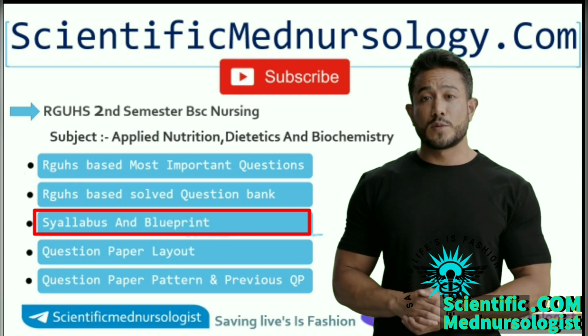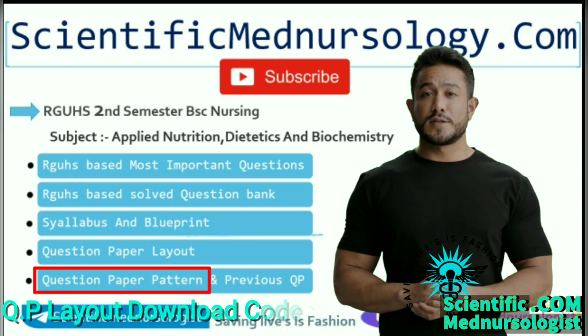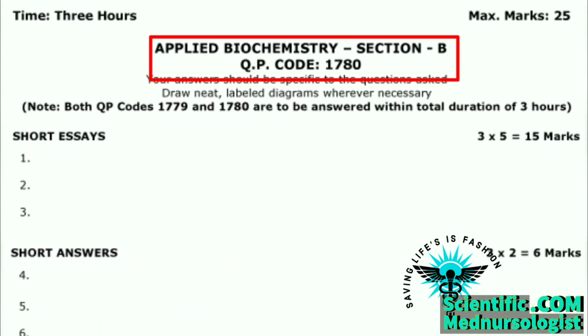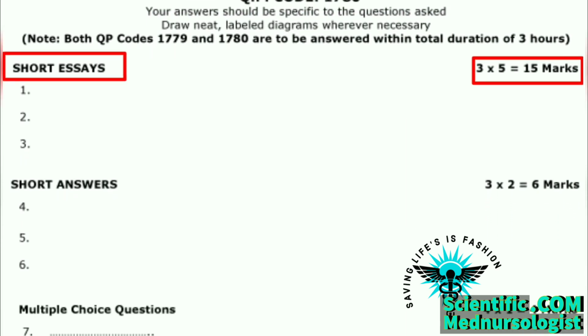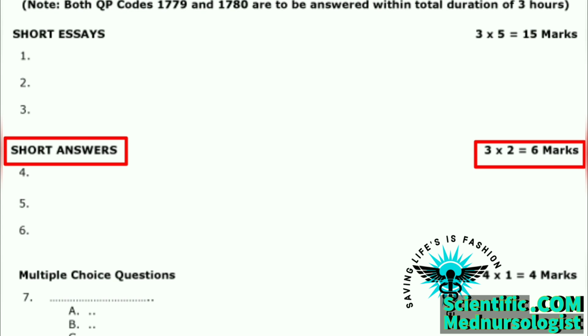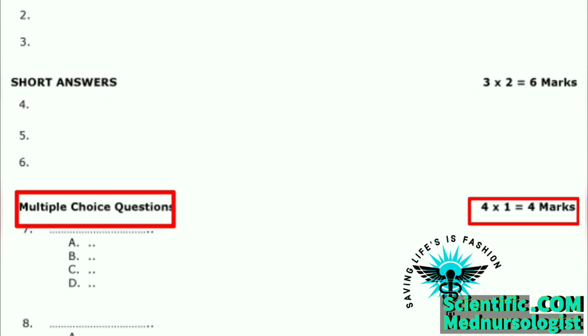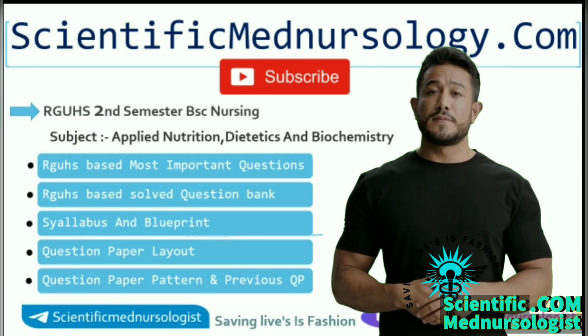Third point, syllabus and blueprint. Fourth point, question paper layout. Fifth point, question paper pattern. So this is the question paper pattern of applied biochemistry. Your degree examination question paper will look like this, in which the first part is short essay part, which carries 15 marks. Second part is short answers part, which carries 6 marks. Third part is MCQ part, which carries 4 marks. To download this question paper pattern, click the link in the description.